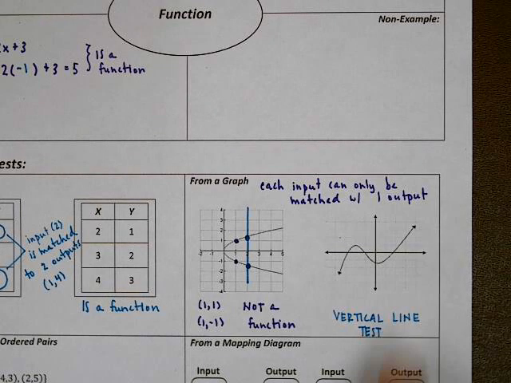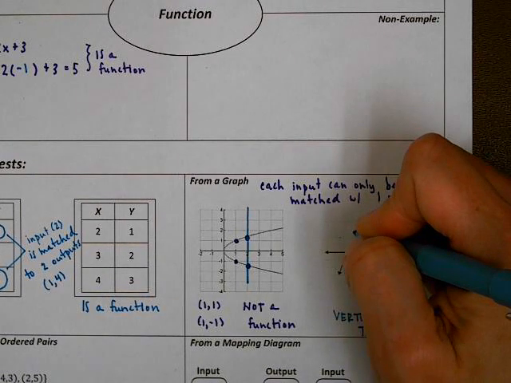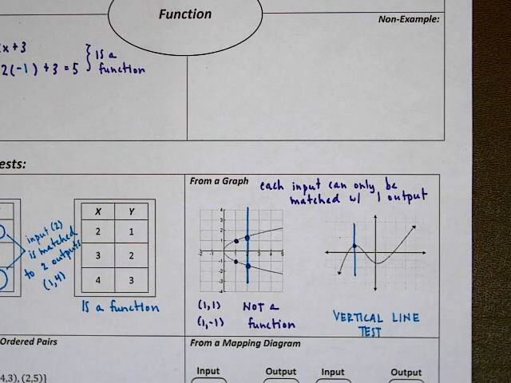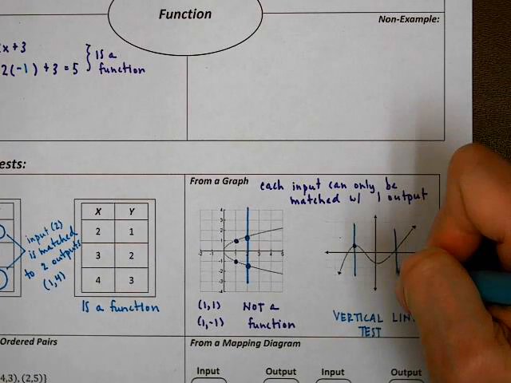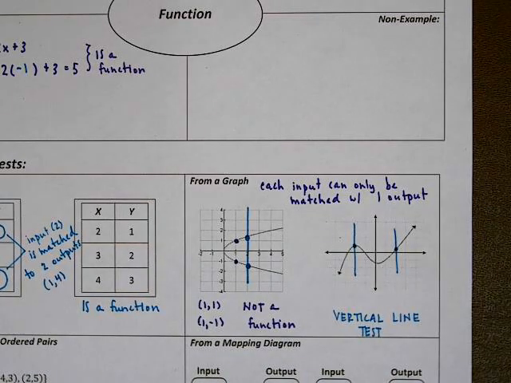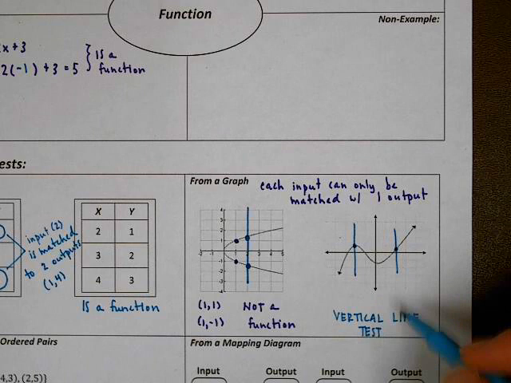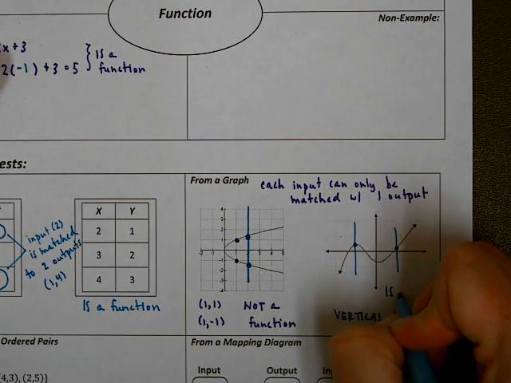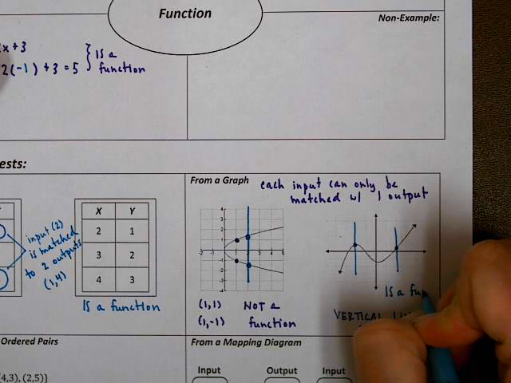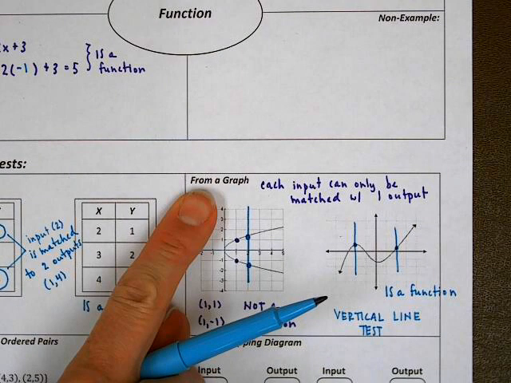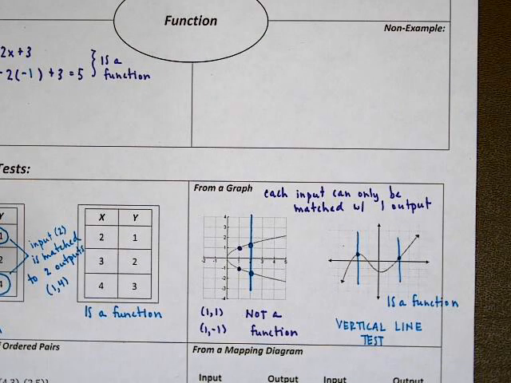So let's see what happens here. If I draw my vertical line, let's say here, I only intersect it in one place. If I were to put a vertical line here, I again only intersect it in one place. There's no place where if I drew a vertical line, I would intersect it at more than one point, so we would say this is a function. So the vertical line test we're going to use when we're determining if it's a function or not from a graph.